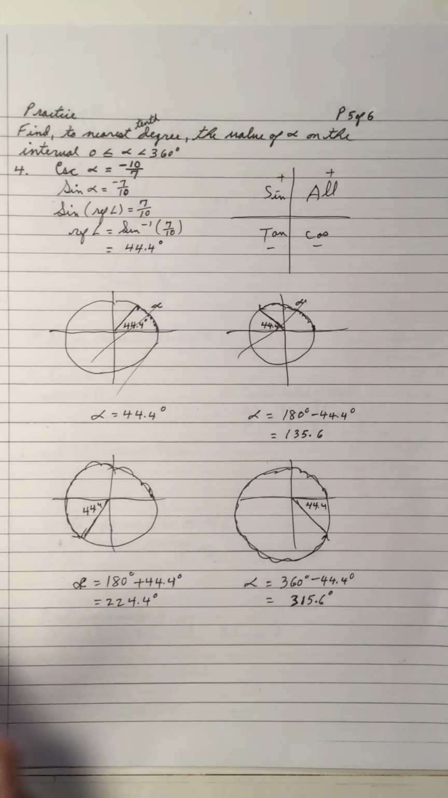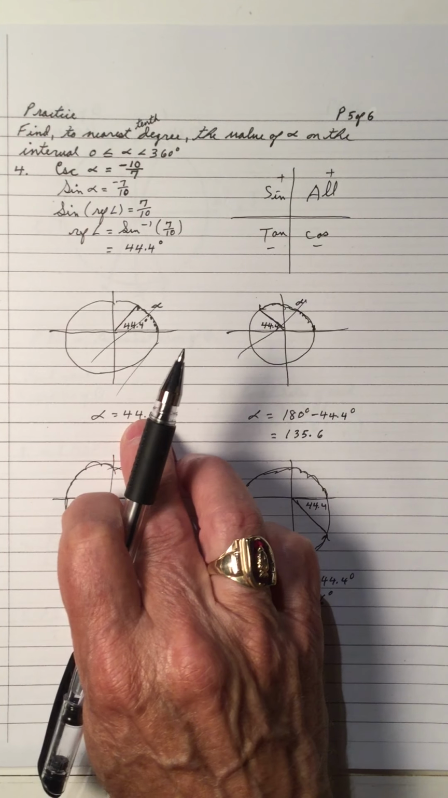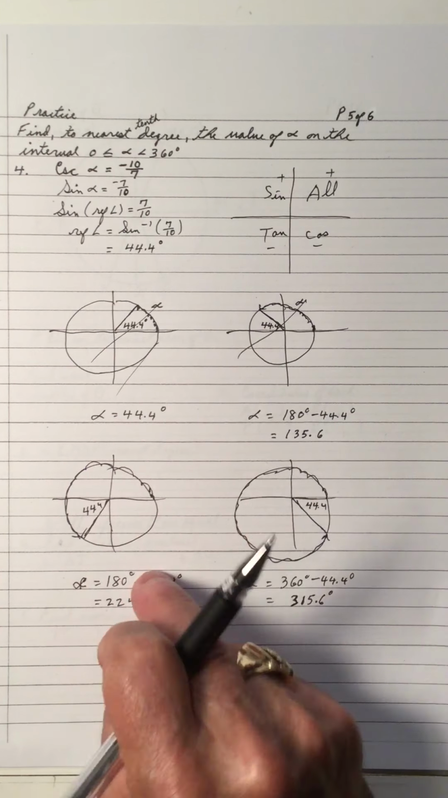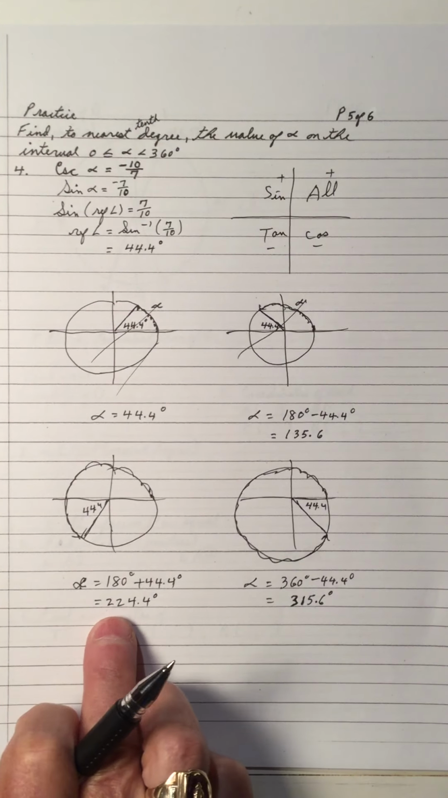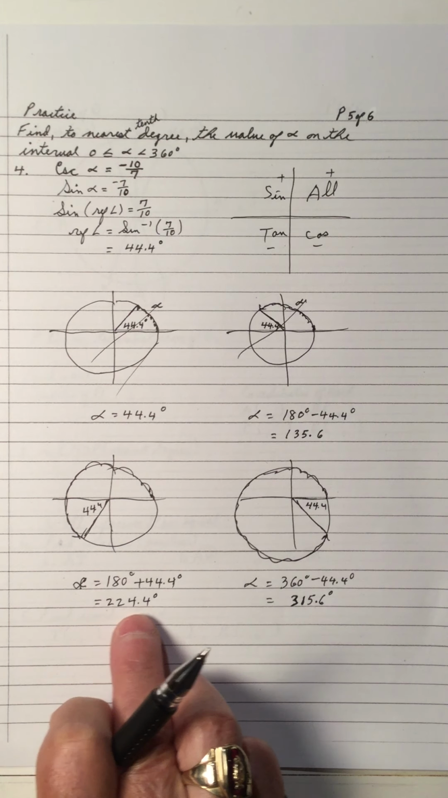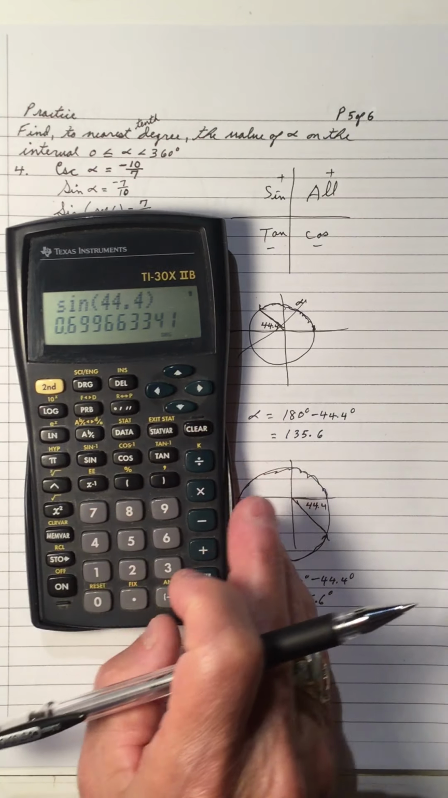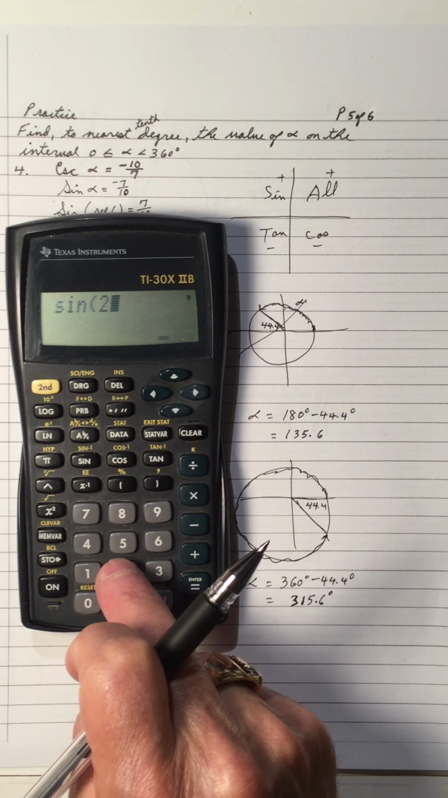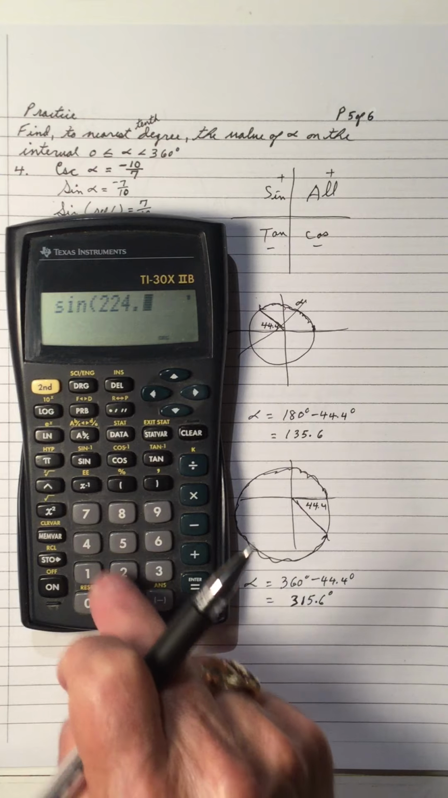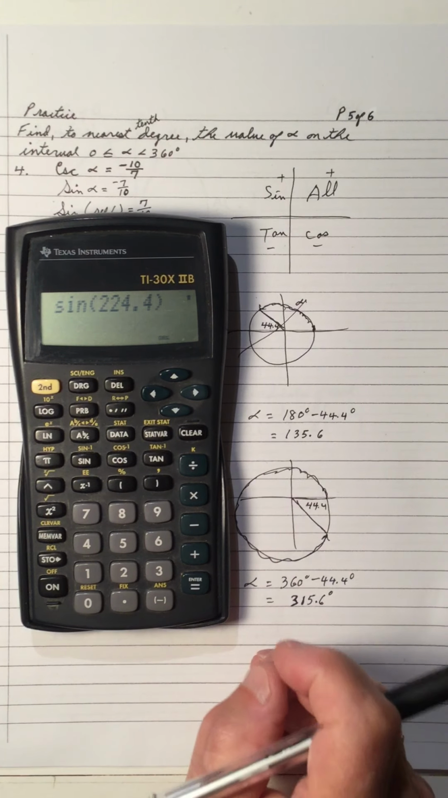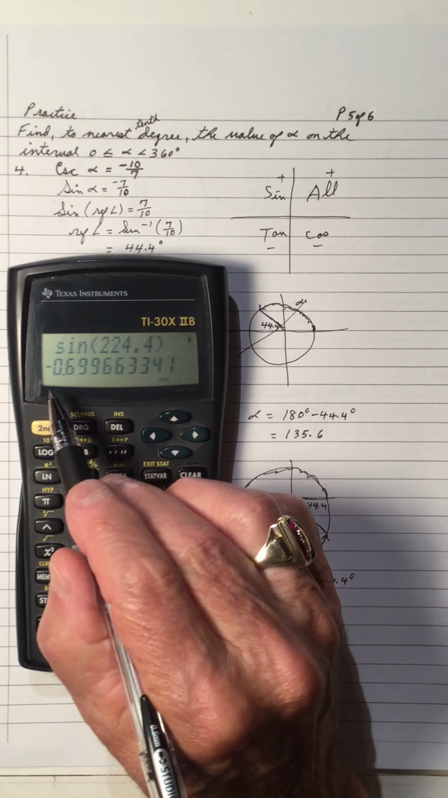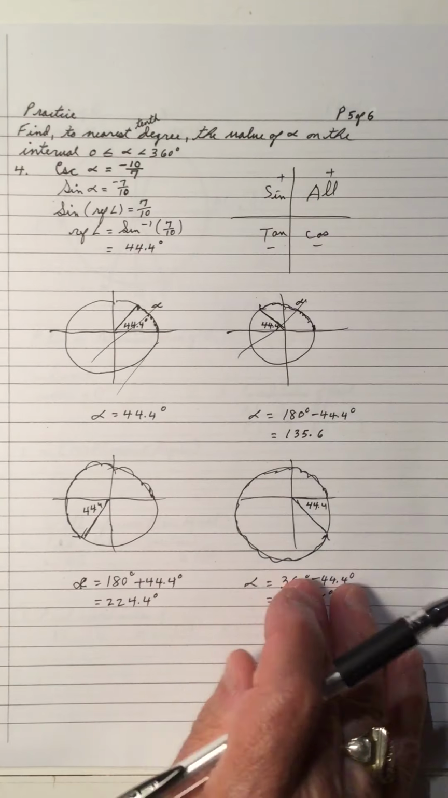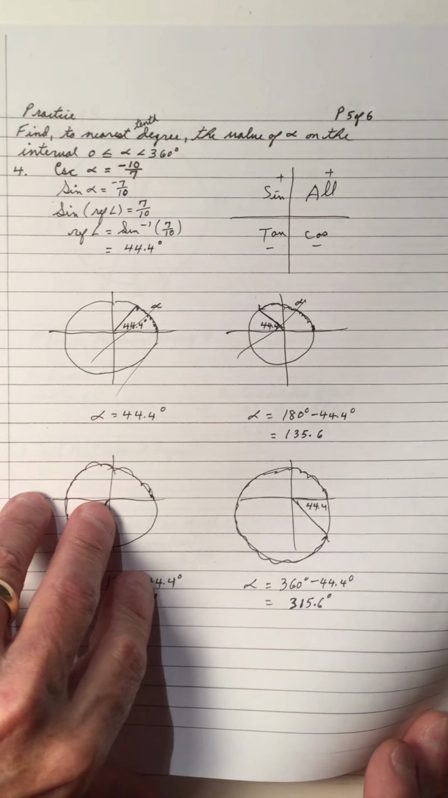So by checking myself, I would have discovered that 44.4 is in the first quadrant, the sine is positive, so I have a mistake. Then I realized I'm not in the right quadrants. So now I go back and check with 224.4. So we check, clear it, the sine of 224.4 should give me negative 0.69. That's a negative 7. So these two answers are correct. Just checking out.